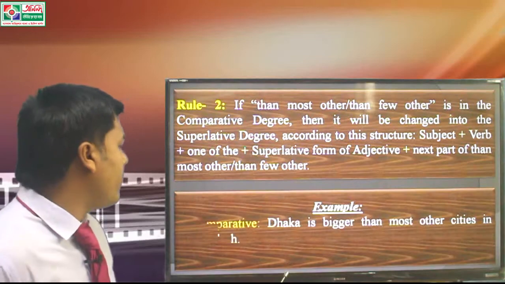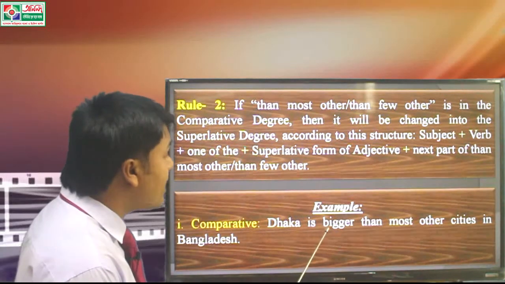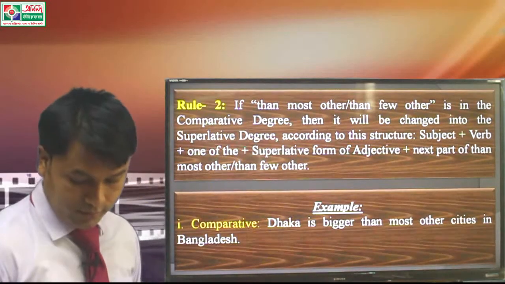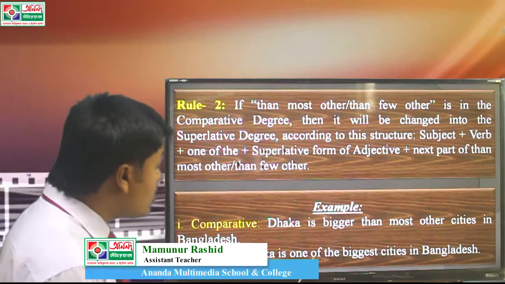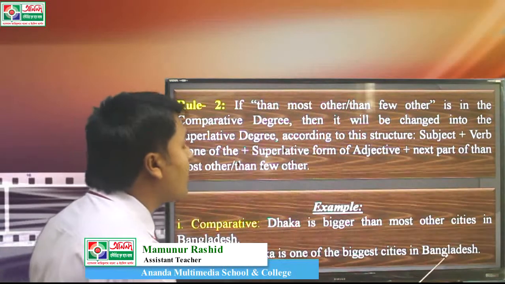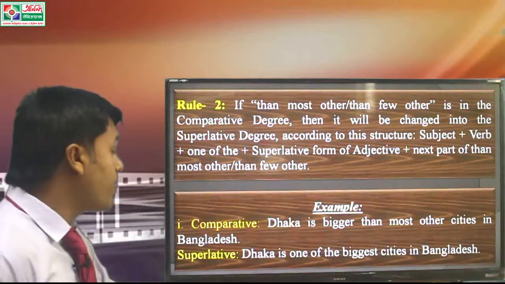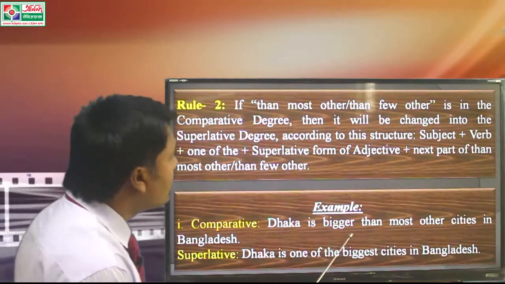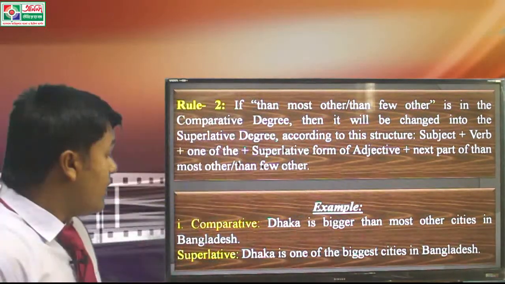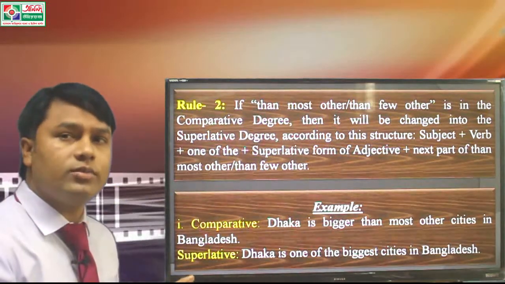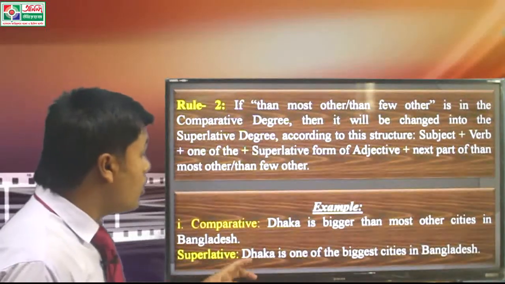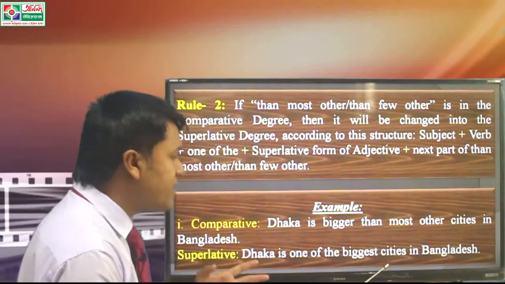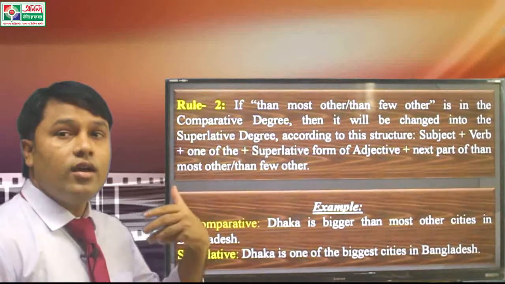For example, comparative: Dhaka is bigger than most other cities in Bangladesh. Superlative: Dhaka is one of the biggest cities in Bangladesh. Dear students, here we use one of the for than most other. And if you find one of the in this sentence, we will use a plural subject, that means cities, countries, or rivers.